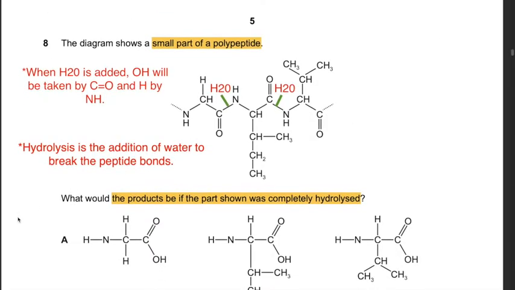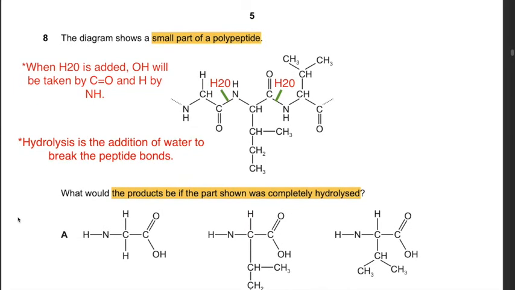Question 8. The diagram shows a small part of a polypeptide. What would the products be if the part shown was completely hydrolyzed? Now hydrolysis is the addition of water to break the peptide bonds, whereas condensation is the reverse. It is the process of removing water to form peptide bonds.